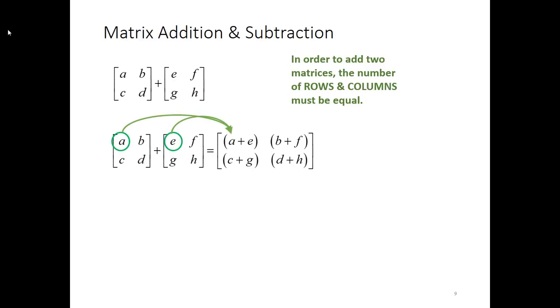So to add them together, I'm going to take the first term, upper left term in each matrix, add that together. That gives me A plus E. Then I'm going to take the top right term from each matrix, gives me B plus F for the top right term in the sum. And then the lower left term, C plus G. I'm going to then take the lower right term, D plus H. And that gives me my summed matrix. For subtraction, same thing, except we just have a negative 1.